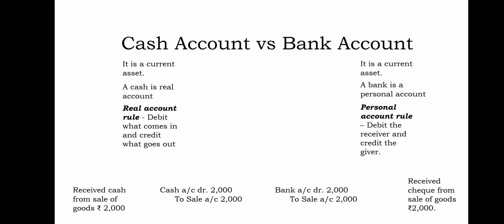That is why we debit the receiver. It means the bank is the receiver of the money, so we will debit the receiver. It means the bank will be debited. So what we learn here is that cash and bank both are assets. That's why we debit them.